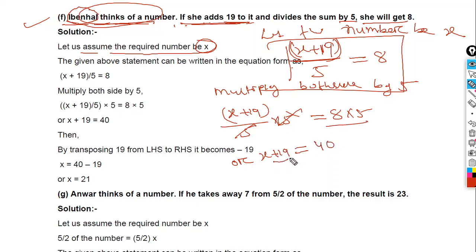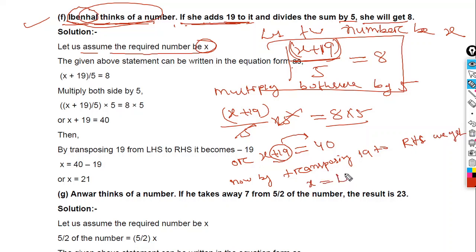Now you know what to do. You have to transpose this plus 19 to the RHS. By transposing 19 to the RHS, what will we get? x equals 40 minus 19, which will be 21. So we find the value of x as 21. In this way we will solve.